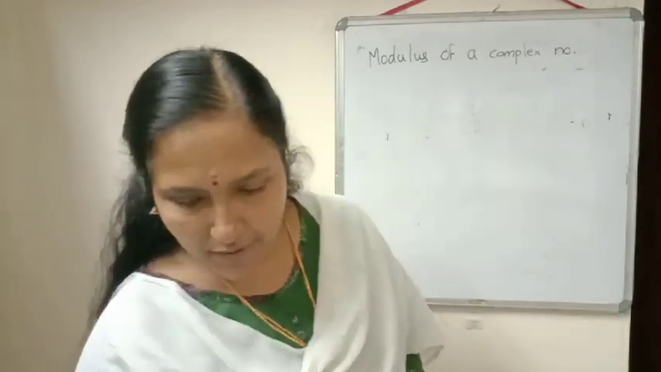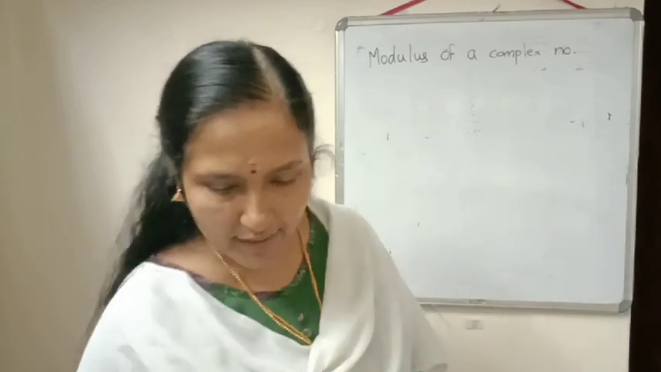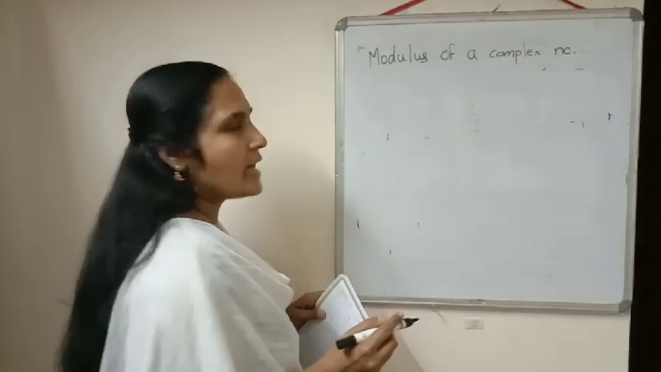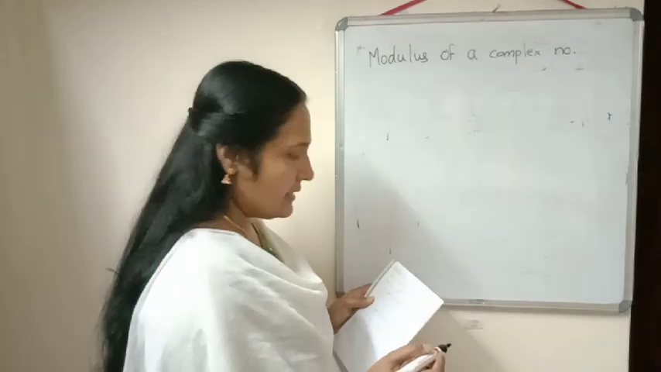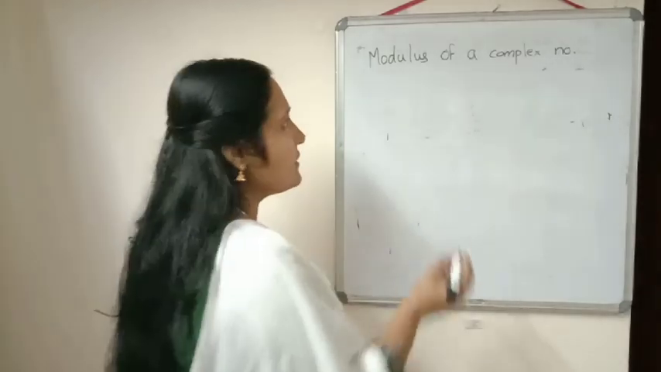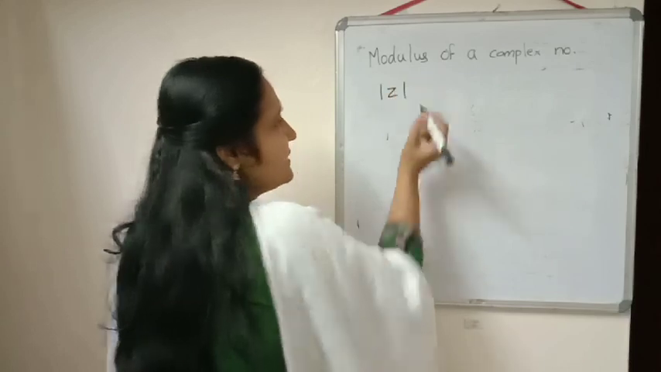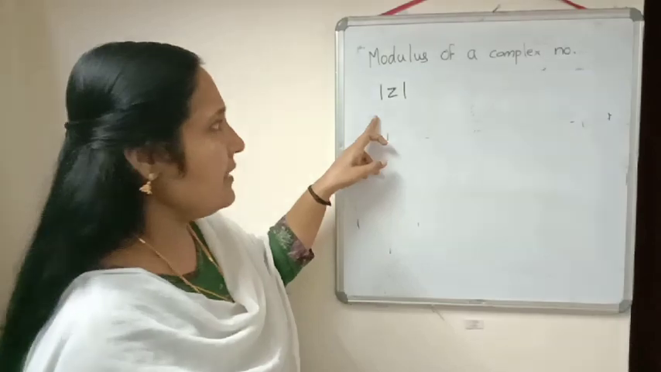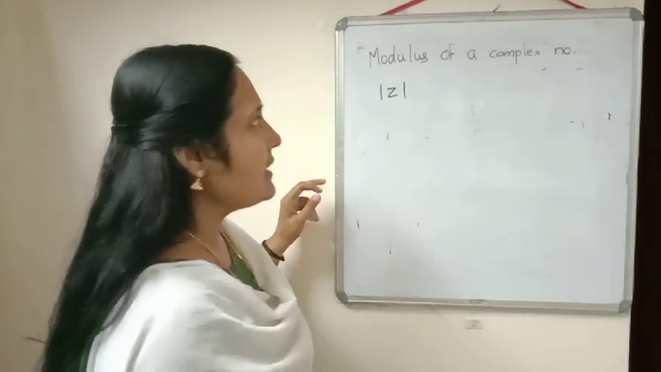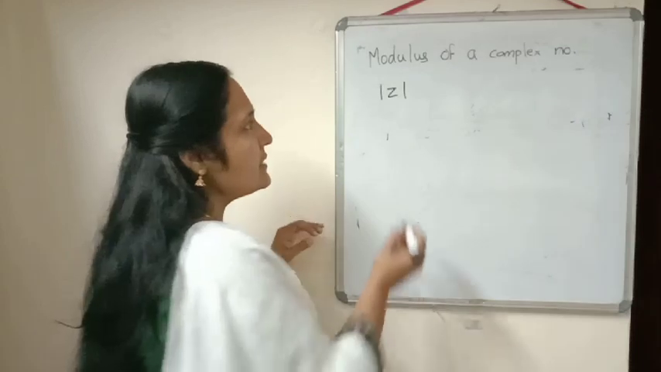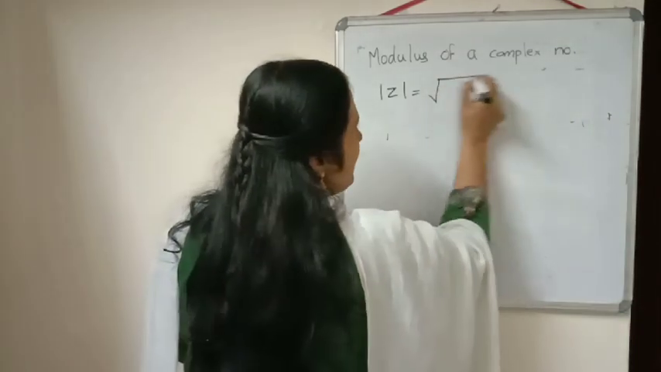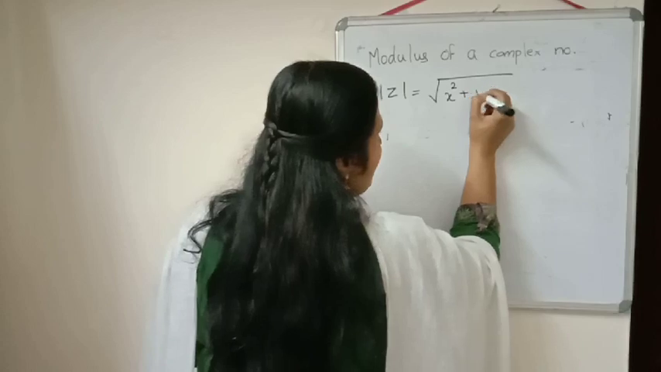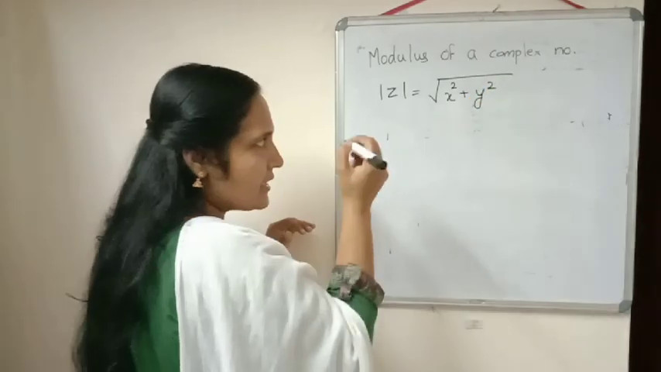If z is equal to x plus iy is a complex number, then its modulus is denoted by mod z. Just to check, this is the symbol for modulus. Its modulus is denoted by mod z and is given by mod z is equal to square root of x square plus y square.